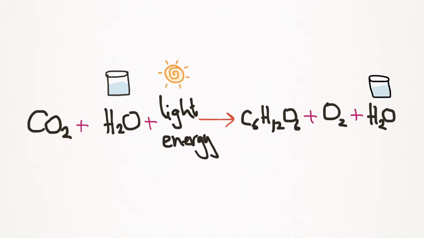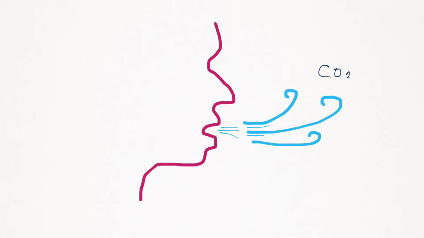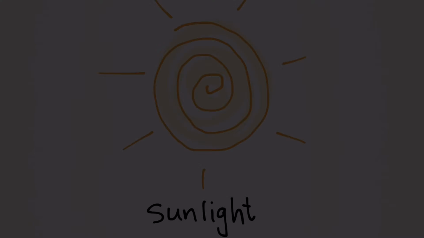This is the equation of photosynthesis. Carbon dioxide and water and light energy produce sugar and oxygen and water. As we can see from the equation, the reactants, or the required components the plants need to make food, are carbon dioxide, water, and sunlight.